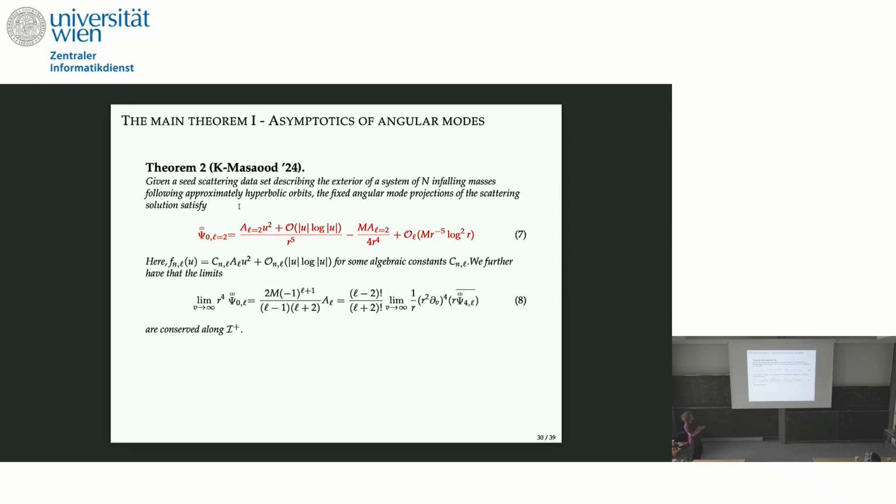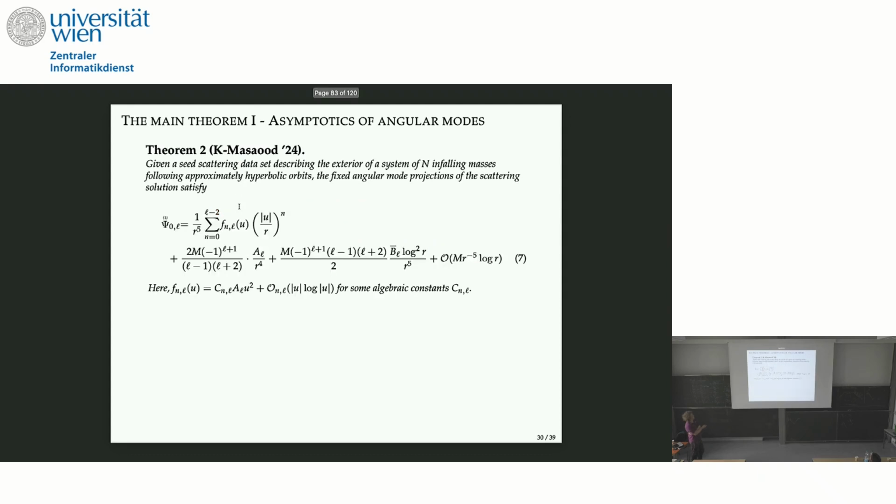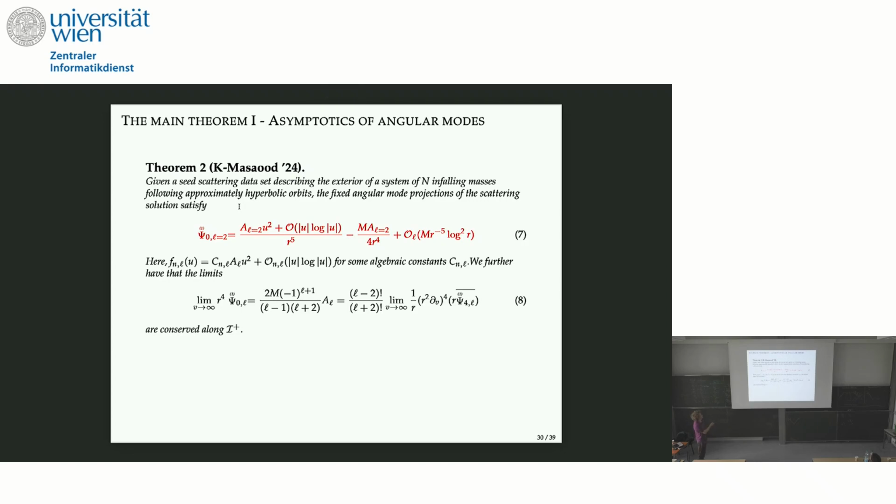We furthermore have these limits. To make this slightly easier to read, I wrote this down for L equals 2 as well. So then we have a u squared over r to the 5 term, which dominates near past null infinity, and then a 1 over r to the 4 term towards future infinity. And this 1 over r to the 4 term has also been predicted by Damour and Christodoulou. Now, furthermore, this 1 over r to the 4 term is actually a constant of motion. So along future infinity, this limit is conserved. It's identical to the limit of 4 derivatives of r psi 4.